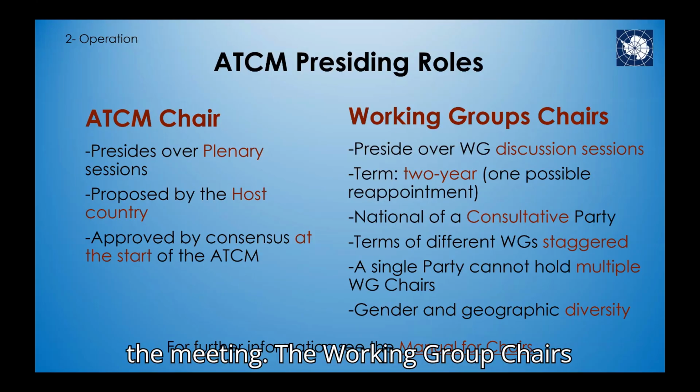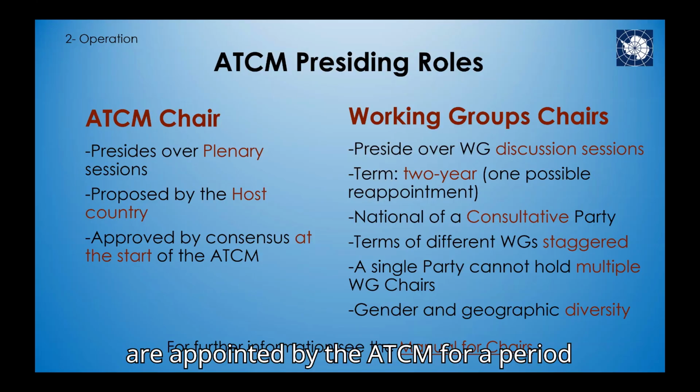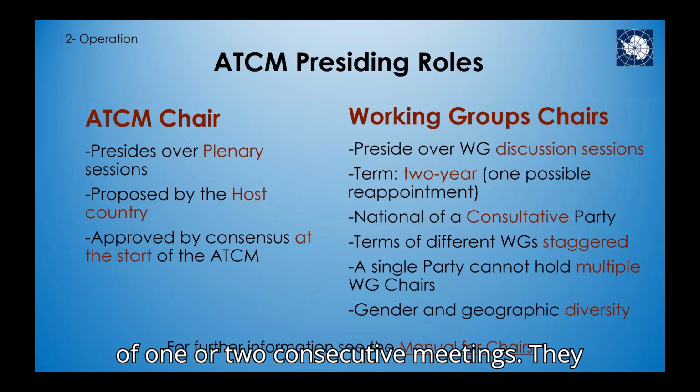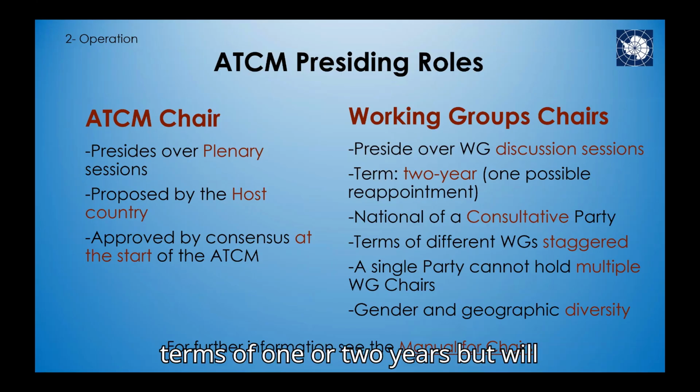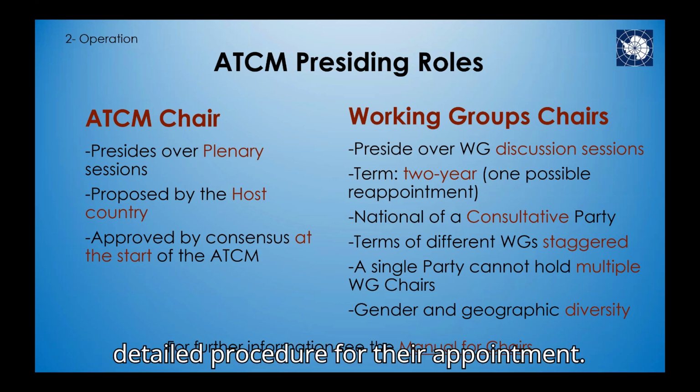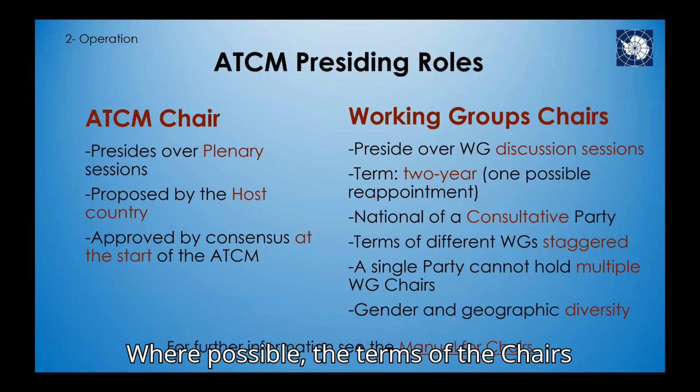The working group chairs are appointed by the ATCM for a period of 1 or 2 consecutive meetings. They may be subsequently appointed for further terms of 1 or 2 years, but will not serve for more than 4 consecutive years in the same working group. Decision 4, 2017 establishes the detailed procedure for their appointment.